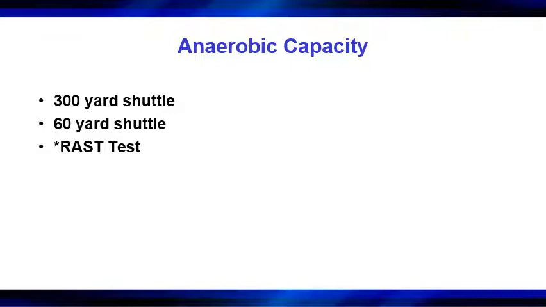There's a 60-yard shuttle, and there's something called the Ross test, which when we meet in class, I'll talk a little bit more about. The Ross test is actually a really good anaerobic capacity test. It's well studied for a lot of your field-based sports. So it's another test that can be utilized for anaerobic capacity that your textbook doesn't talk about.